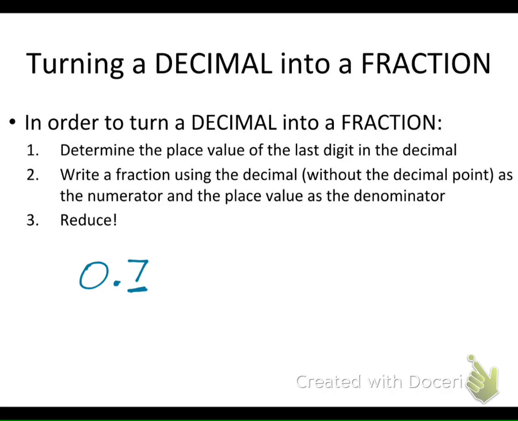So we already determined the last digit. Actually, we figured out what the last digit was. Now we need to determine the place value. What is this? It's not ones, because these are the ones, tens, hundreds, thousands over here. So what is this place value?